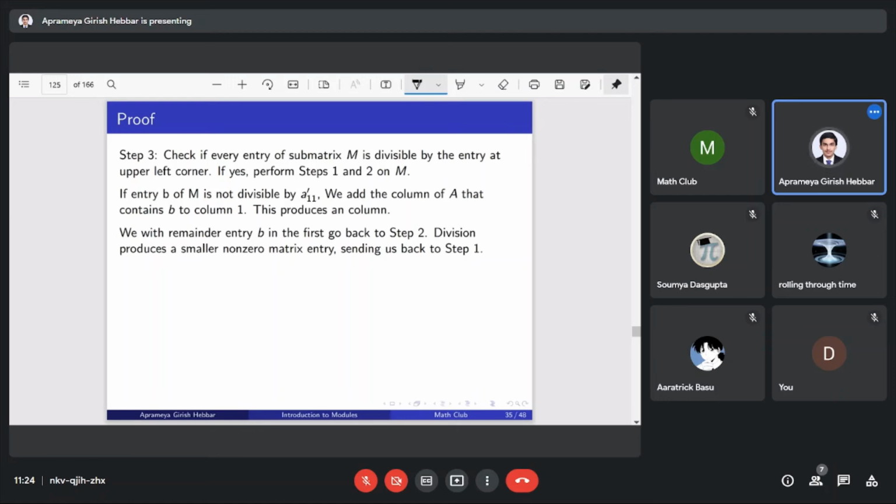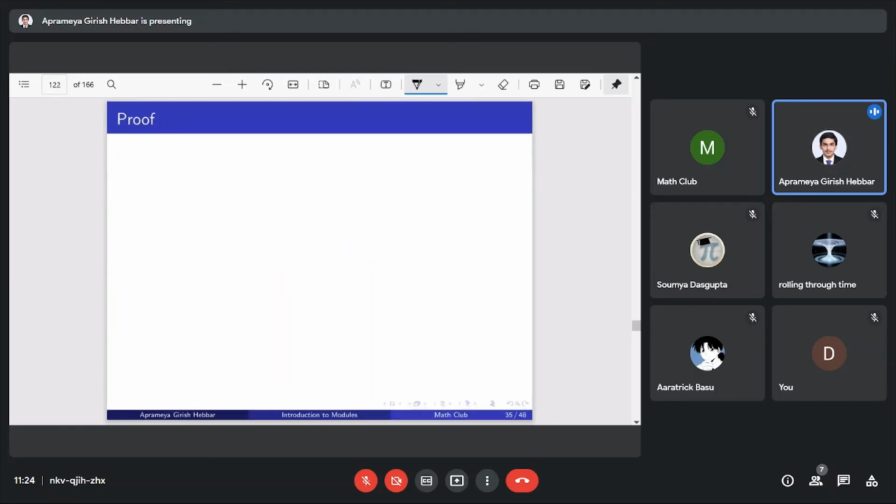Once you do this, you go back to steps 1 and 2, and you apply that to submatrix M, and you can keep on doing this to get the desired form again.